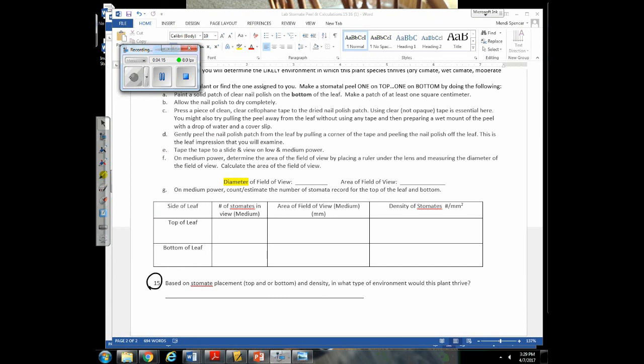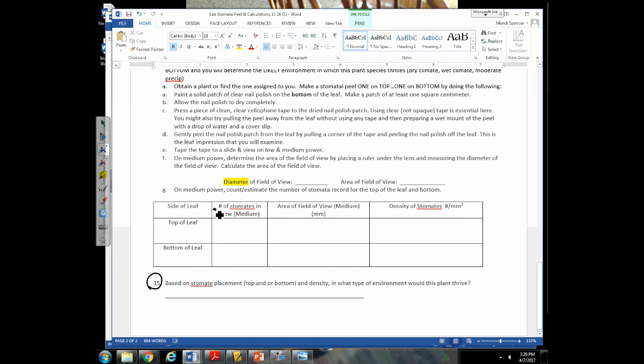Remember, to determine stomate density, you have to have the number of stomates in view, and then you have to be able to calculate the surface area of the field of view. To do that, you're going to use that ruler to figure out the diameter. Once you know the diameter, you can have the radius. Remember, area of a circle is pi r squared. So then you take the number of stomates divided by the area of the field of view, and that's going to tell you your stomate density.